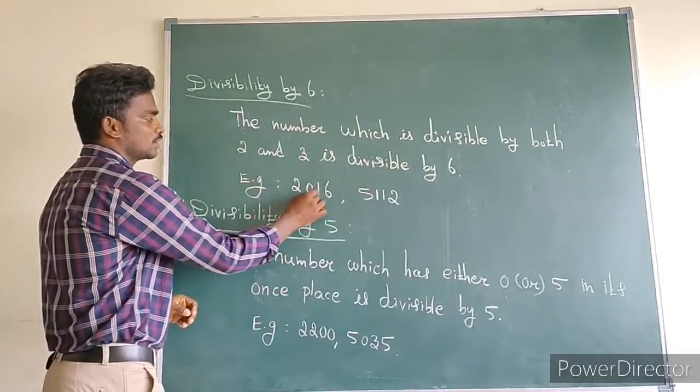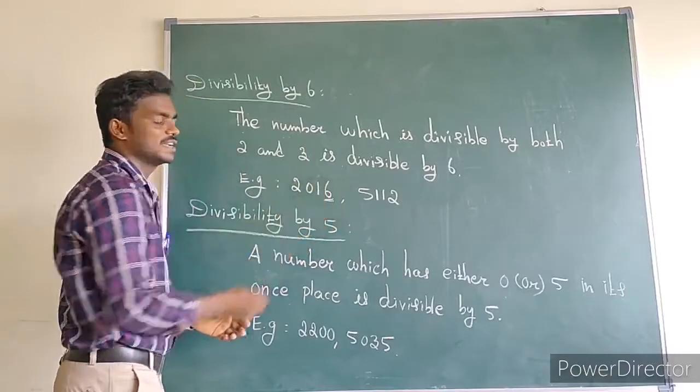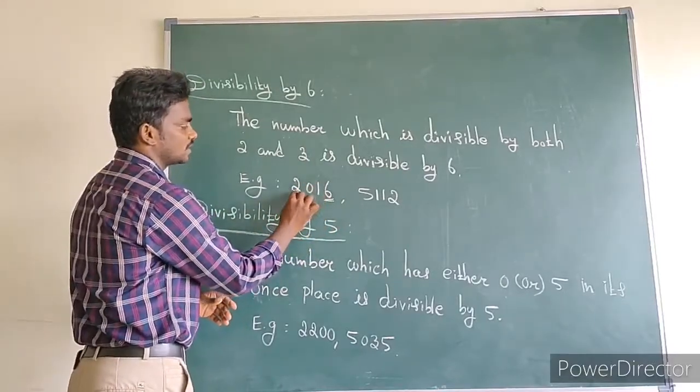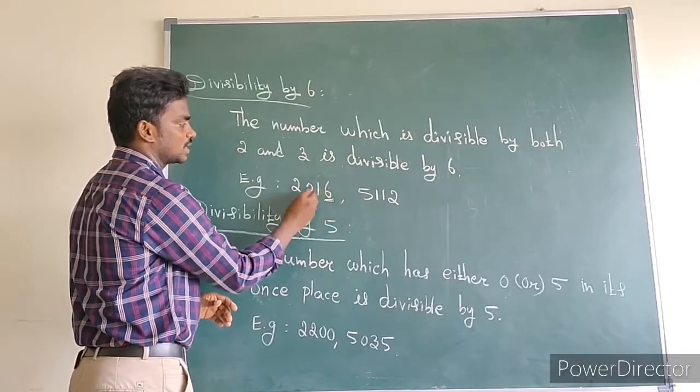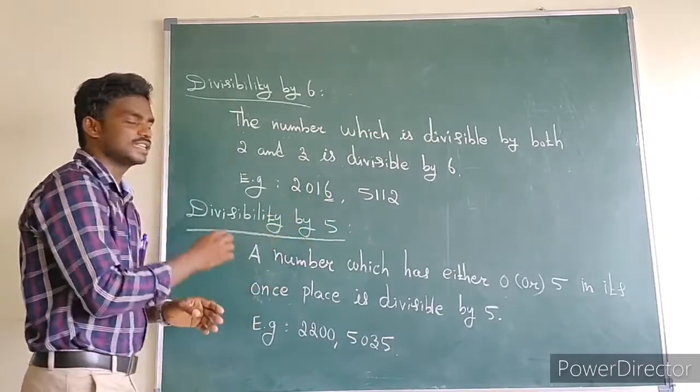So see this number, 2016. What is the ones place of this number? The ones place is 6. So this number is divisible by 2. And what is the condition for 3? Sum of the digits: 2 plus 1 plus 6. What is 2 plus 1? 3, and 3 plus 6? What is that? 9. So this 9 is a multiple of 3.